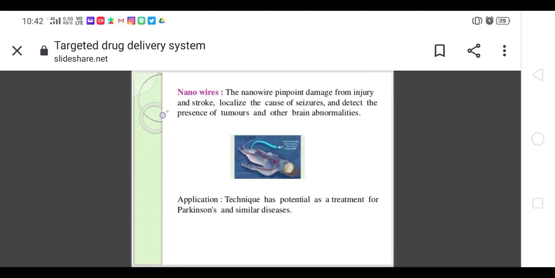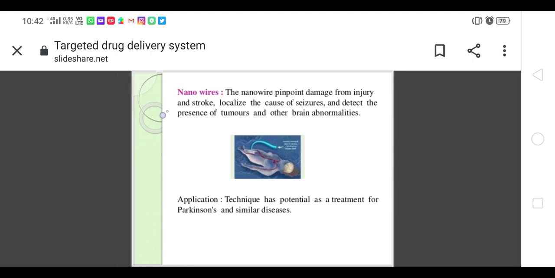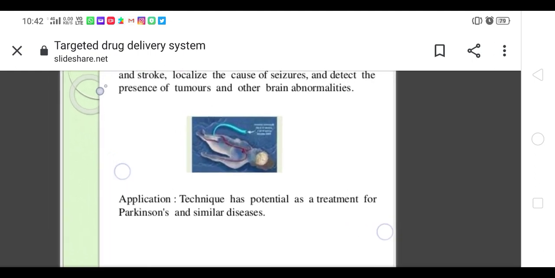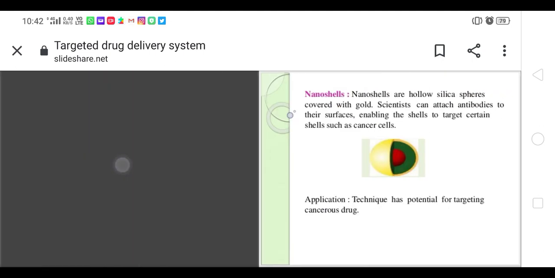Okay. Now nanowires are also used as a carrier. The nanowires pinpoint damage from injury and stroke, localize the causes of seizures, and detect the presence of tumor and brain abnormality. This type of nanowire is used to identify or to localize the causes of the seizures, and also tumors and brain abnormalities can be detected, right? So it is a technique used for potential treatment of Parkinson's and other CNS disorders.